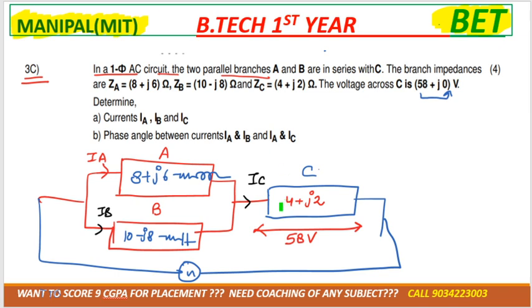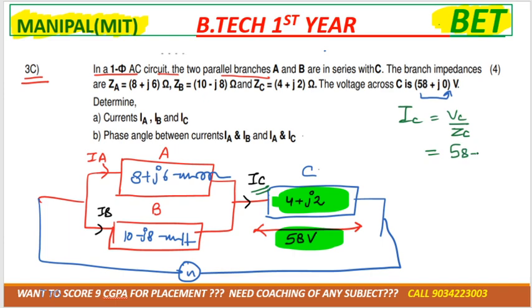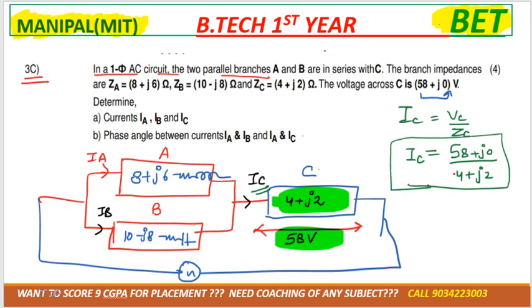So come here, we have the impedance for C and the voltage for C. Can we get the current for C? IC is equal to VC by ZC. VC is 58 plus J0 and ZC is 44 plus J2. Can we get the IC value directly? Solve it on the calculator, it can be done directly in complex mode, right?